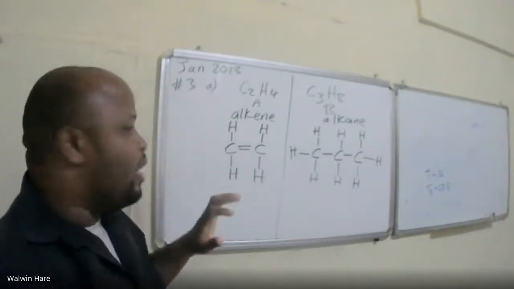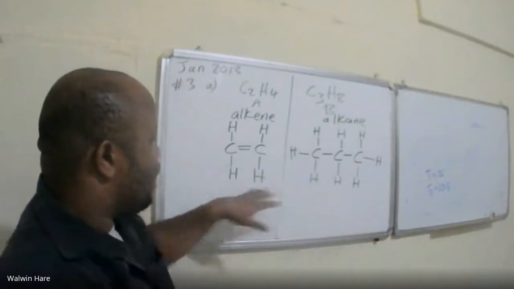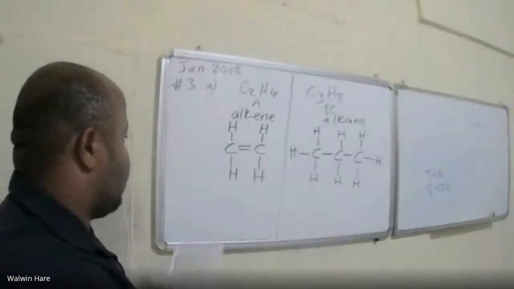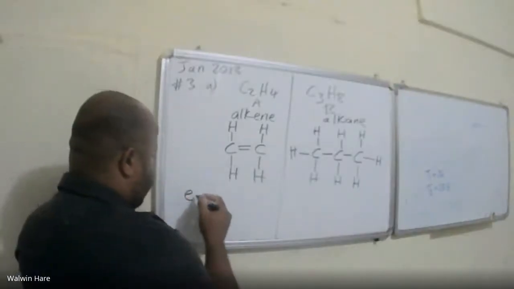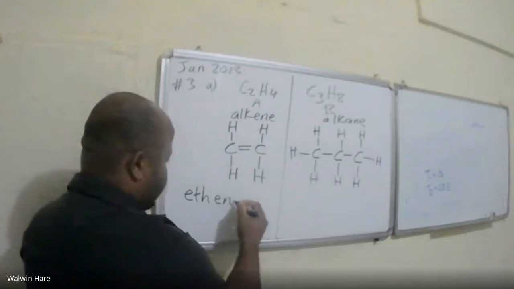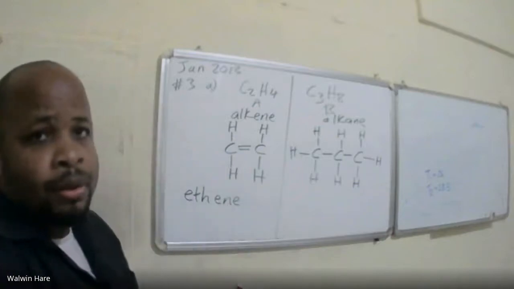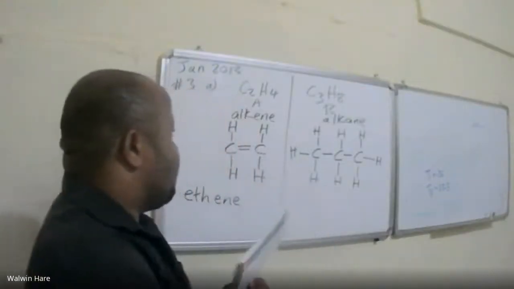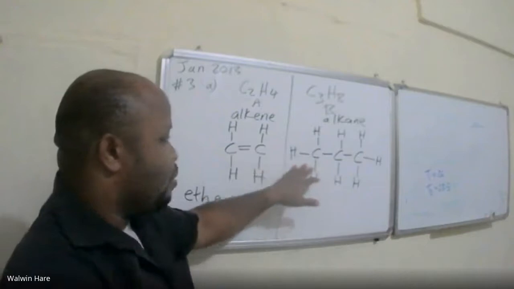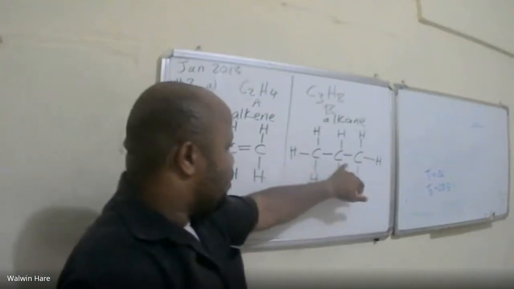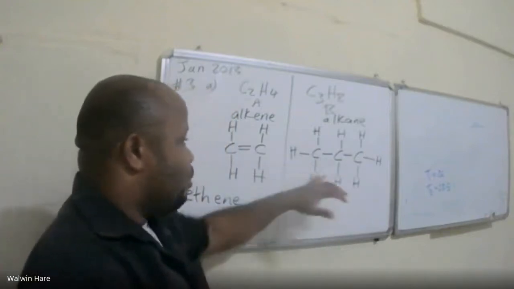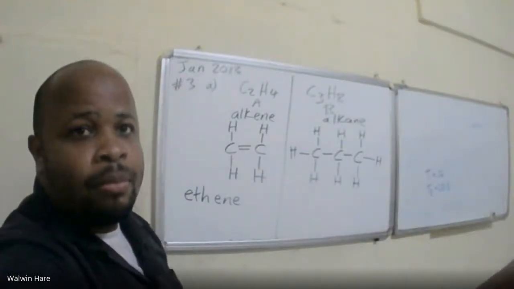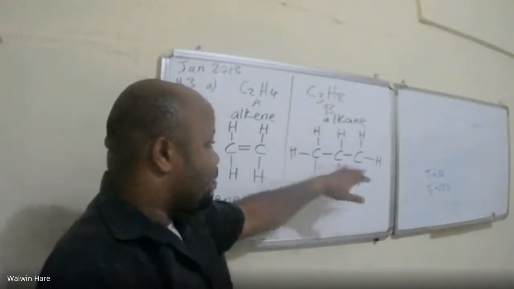Now, can anybody give me the name of compound A and compound B? Sir, ethene. All right, so compound A is ethene. And compound B? Propane. Propane is correct. All right, so when you're going to name the organic compound, you're going to count the amount of carbons present. So the amount of carbons will give you the first part of the name.